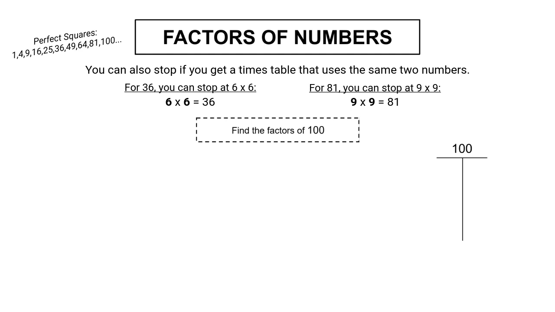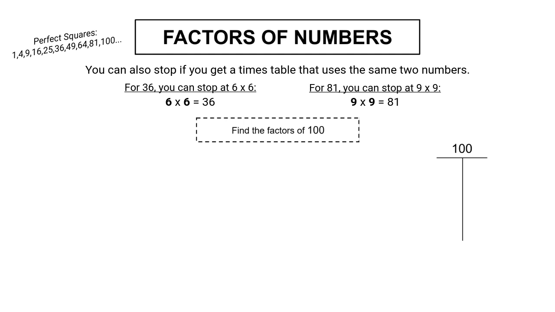So there's actually a second point in time that you can stop the list. You can also stop the list if you get a times table that uses the same 2 numbers, such as 6 times 6 or 9 times 9. Whole numbers that have times tables like this are called perfect squares, and you can see some of them in the top left corner of the video. So what we're going to do is cover an example of a perfect square. We're going to find the factors of 100.